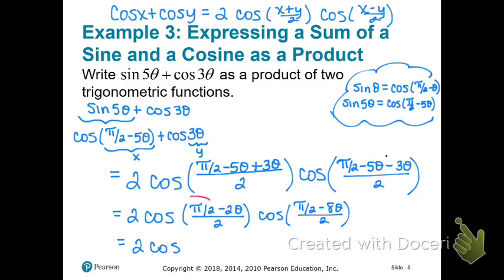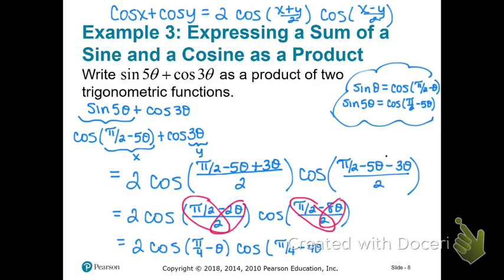Remember, when it's divided by 2, that means each of these is going to get divided by 2, okay? So we end up with pi over 2, which is pi over 4, minus 2 theta over 2, it's just theta. Same thing here, they both get the over 2. So pi over 2 is pi over 4, minus 8 theta over 2, which is 4 theta.